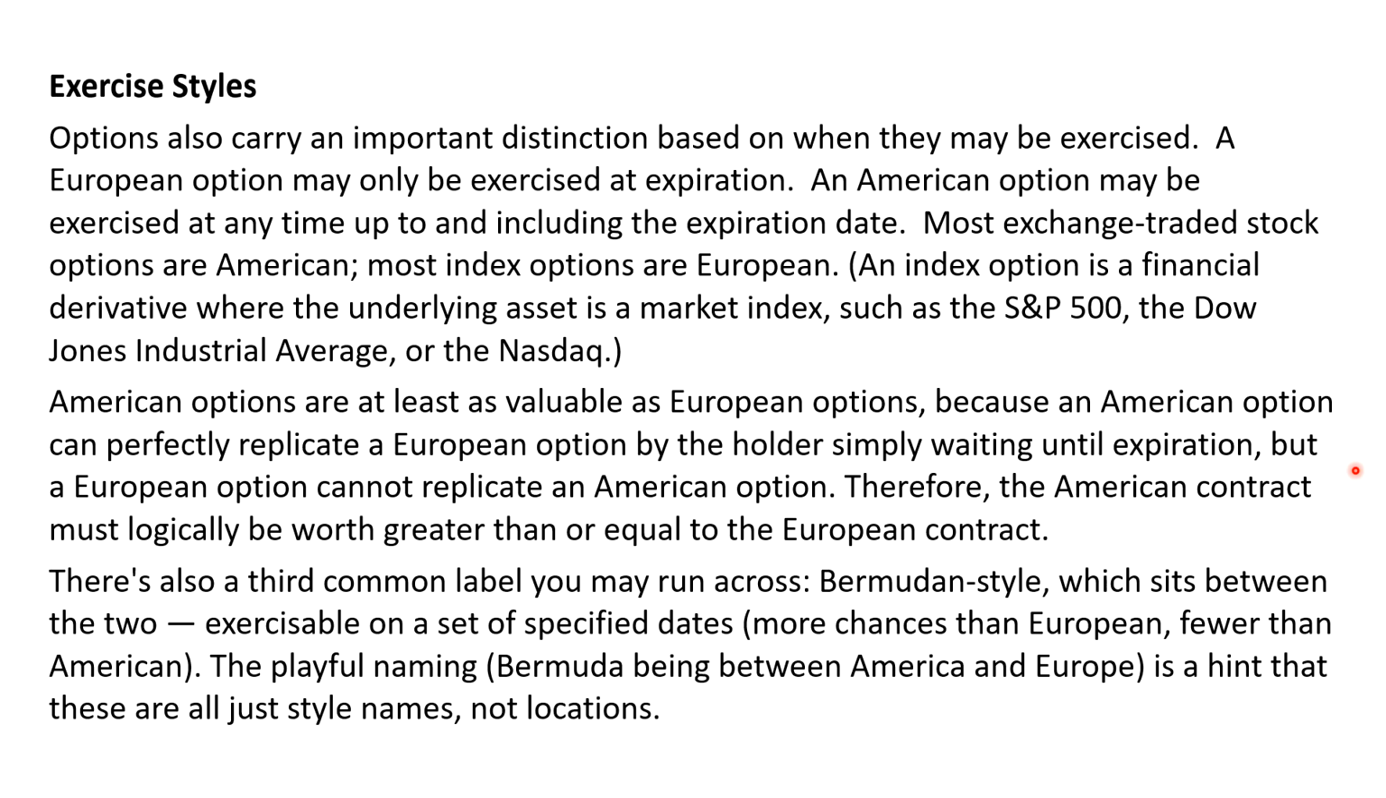Then there's a third type. It's called the Bermudan style, which sits between the two. It's exercisable on a set of specified dates. So not just at the end date, but not just at any time either. So, it might be something that has a final expiration of a month, but maybe once a week you get a chance to exercise it early. The playful name Bermuda being between America and Europe is a hint that these are all just style names and not locations. So that's something to keep in mind, as I've mentioned a few times already.